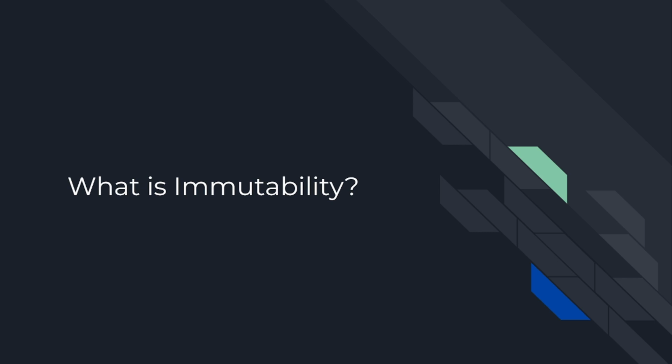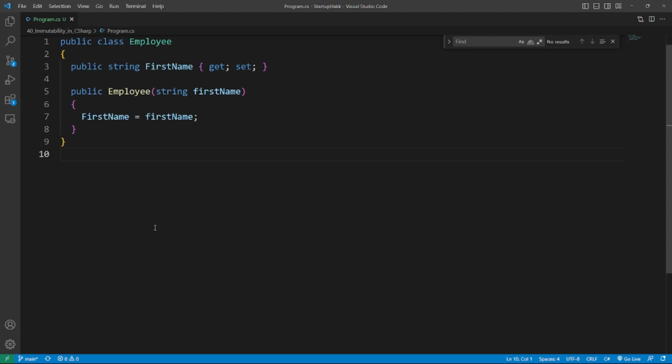So let's get started. So what is immutability? In the software world, immutability means that you define your classes and structs in a way that the object could not be manipulated or updated once it's created. For example, let's say you have this class. Now creating an instance of the employee class could be as easy as this. However, you can still update the first name of the object, John, by doing this.